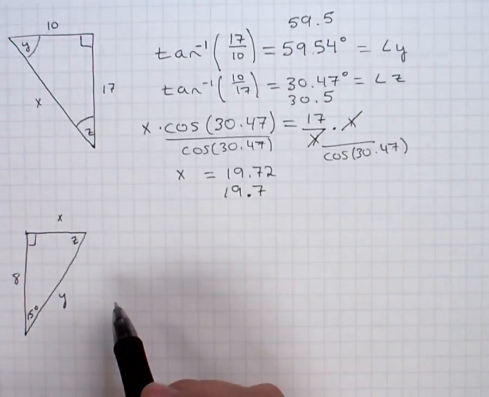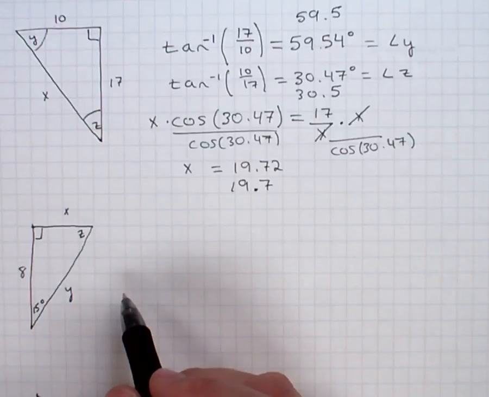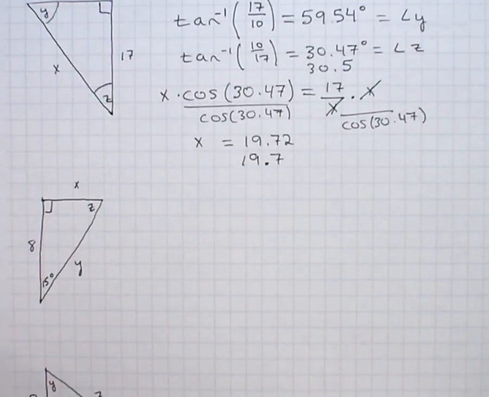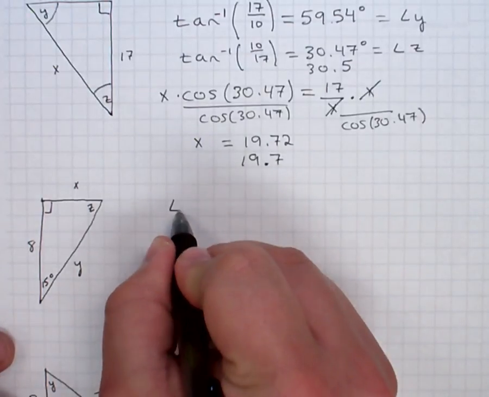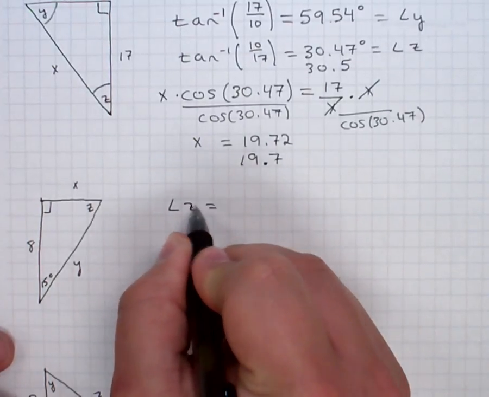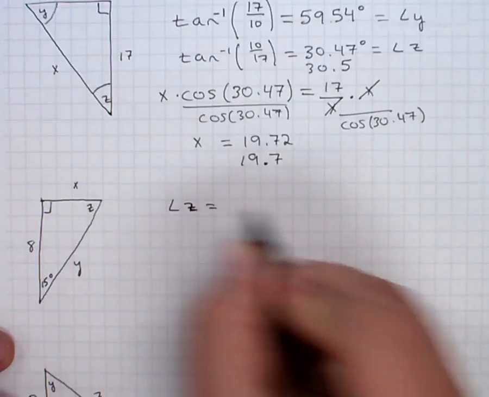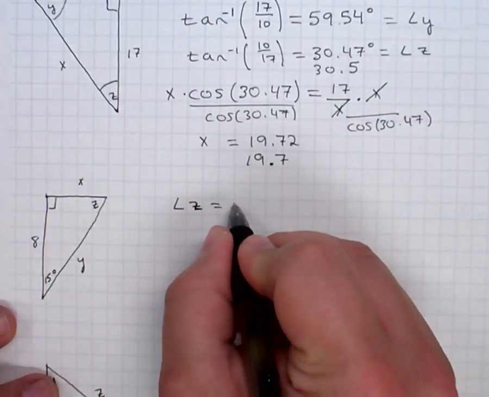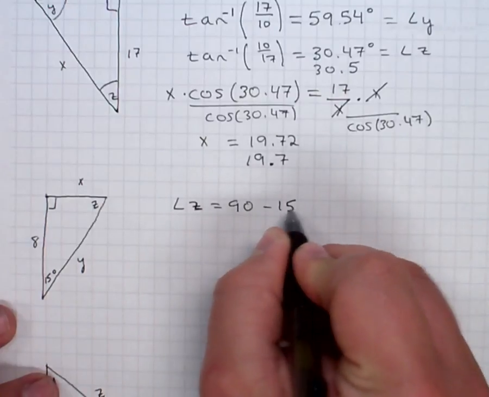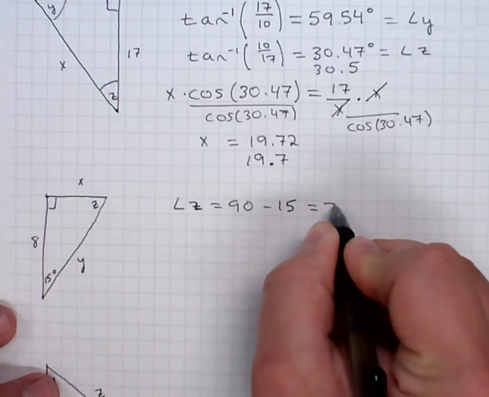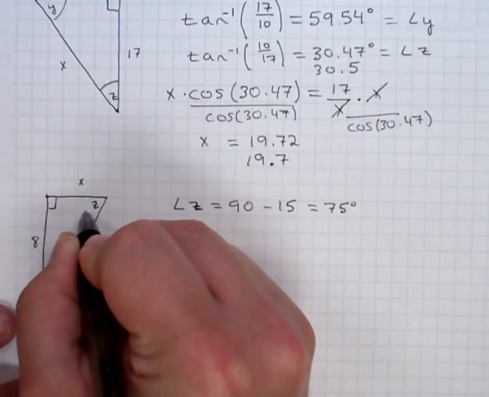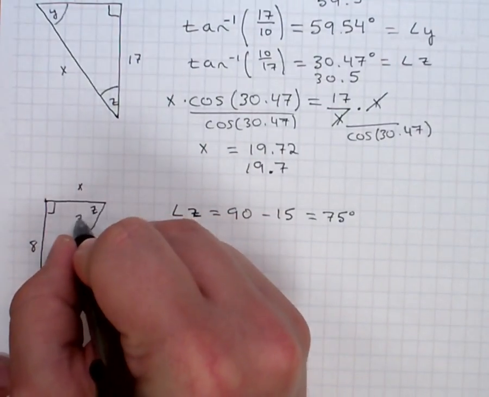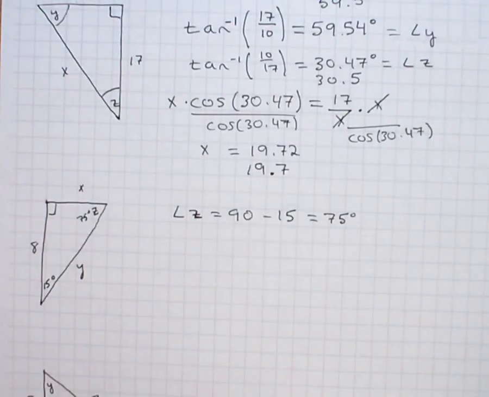Okay, this next one. How can I find angle Z? The easiest way. Angle Z? Huh? 90 minus 15 because of their complements. Yep. So that's going to be 75 degrees. Okay. So we know what that is. It's 75 degrees.